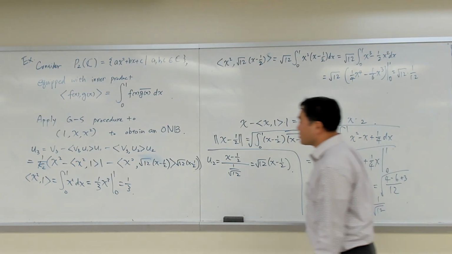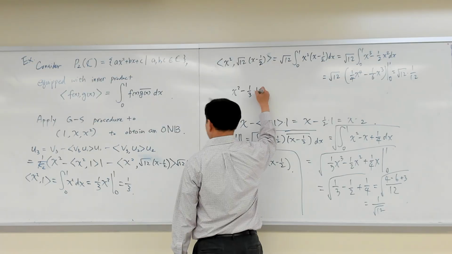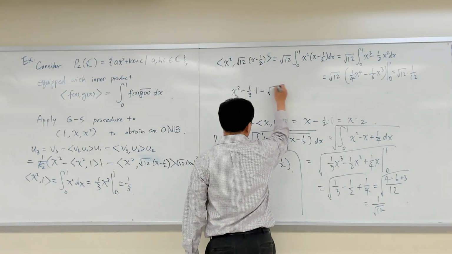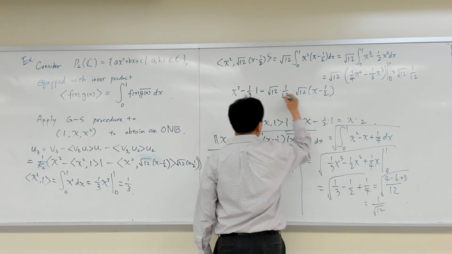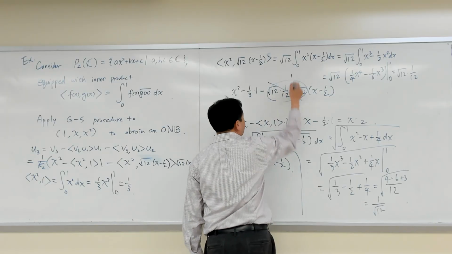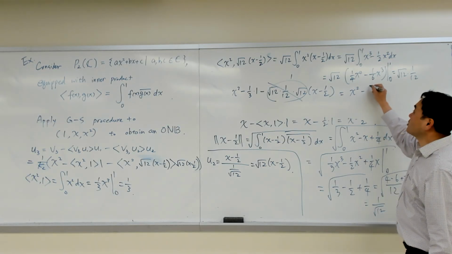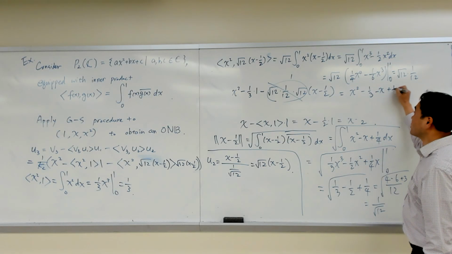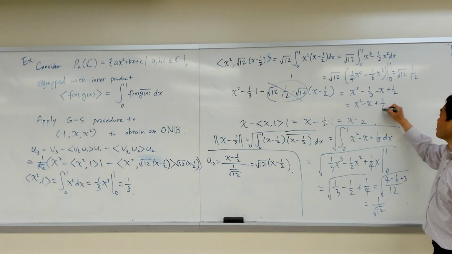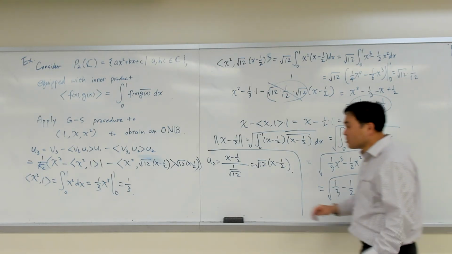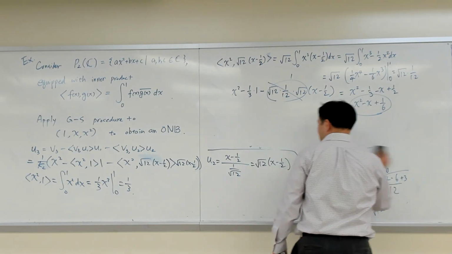So the numerator part is going to be x squared minus 1/3 times 1 minus square root of 12 times 1/12 times square root of 12, x minus 1/2. But these just become 1. So you end up with x squared minus 1/3 minus x plus 1/2, which is x squared minus x plus 1/6. So that's going to be the numerator for u3, but you still need to normalize it, so let's try that.